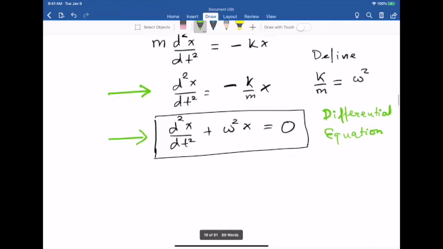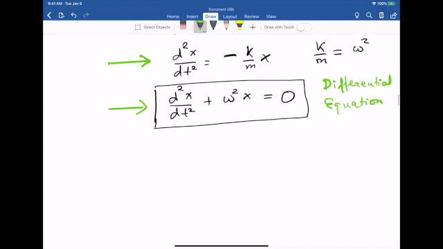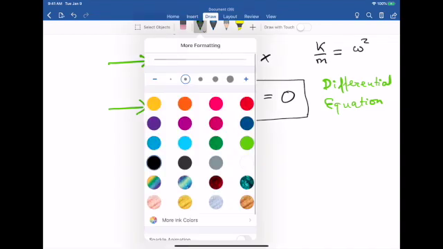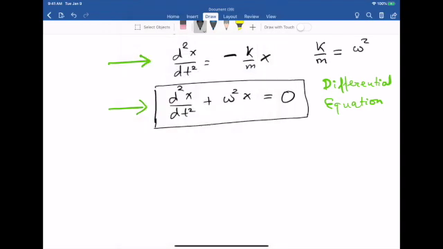Now, some of you might have seen differential equations before. Some of you might have never heard of differential equations before listening to this video. So I'm going to explain to you what a differential equation is very briefly. So a differential equation, so let's think about what a, so here I'm talking about what is a differential equation.